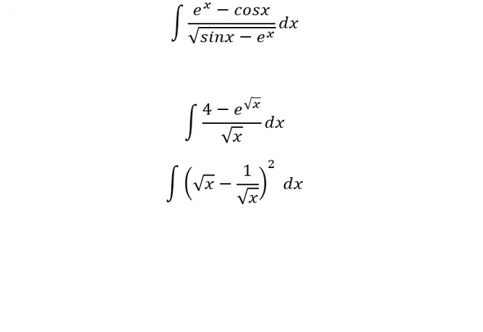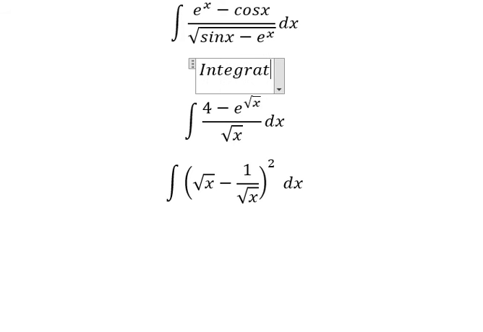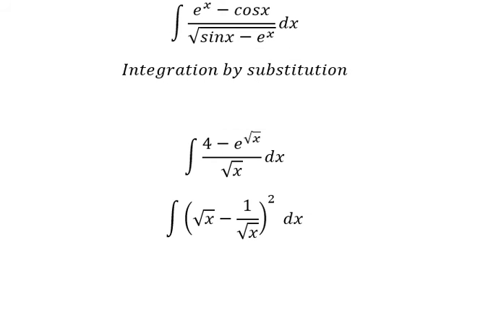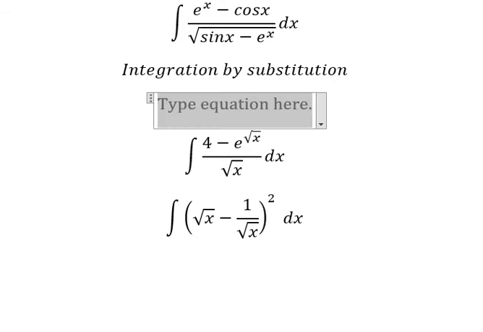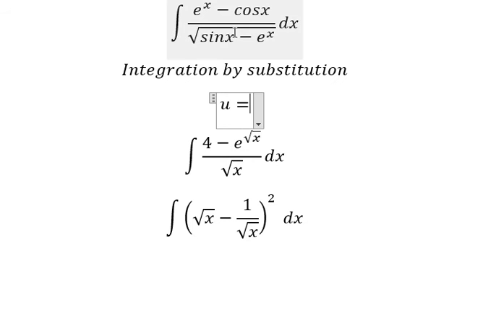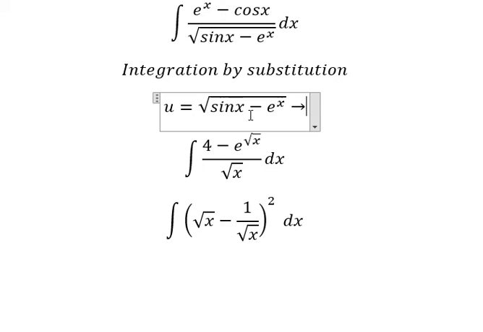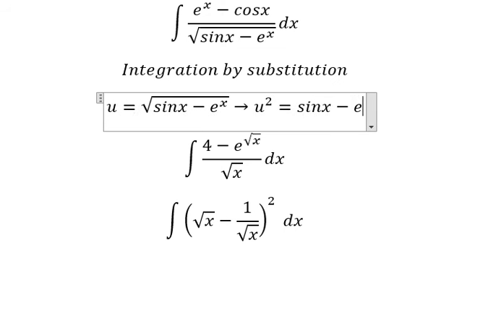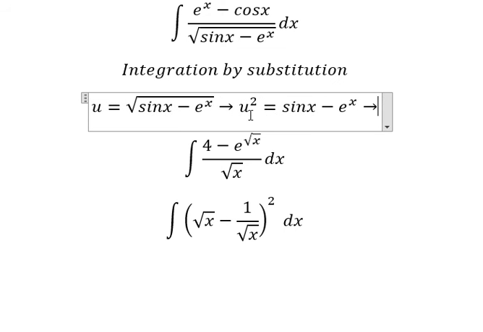We need to use integration by substitution. So I will put u equals to this one. So we square both sides. So we have sine s minus e to the power of s.